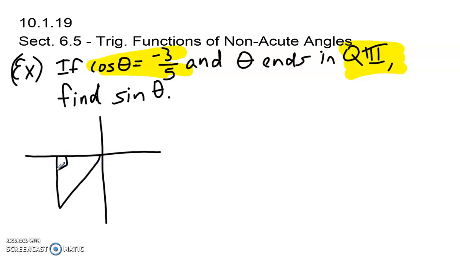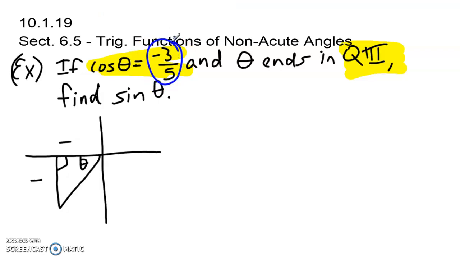like so. And I'm going to identify my theta right there. So I know that in quadrant 3, this is going to be negative and that's going to be negative. My radius, or r, is always positive, correct? Always positive. So now I look at this ratio that I have right here.